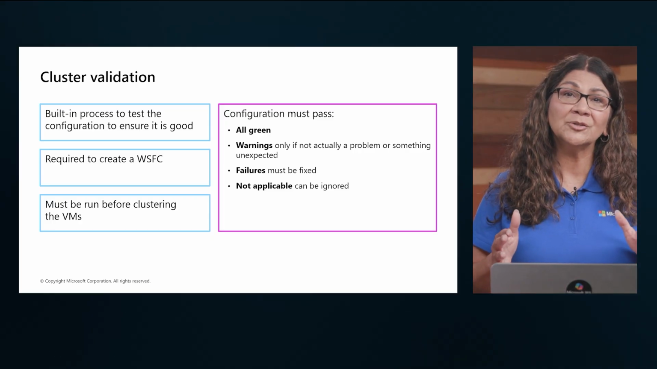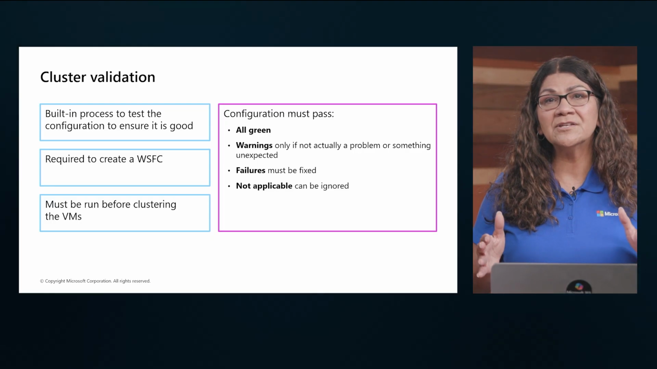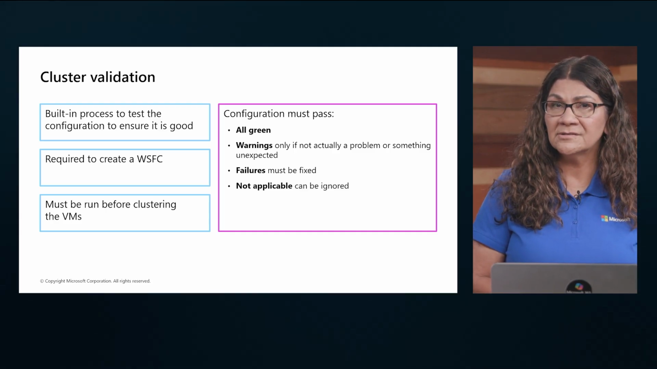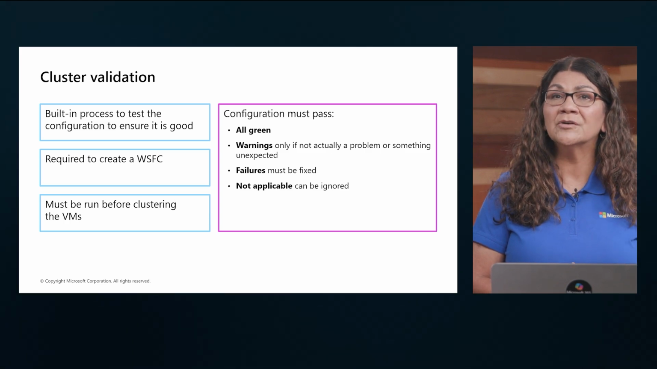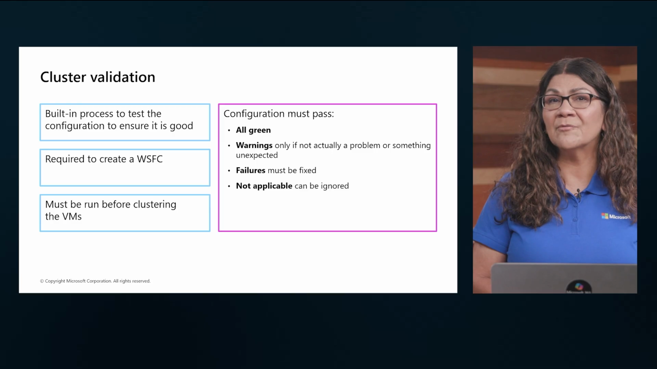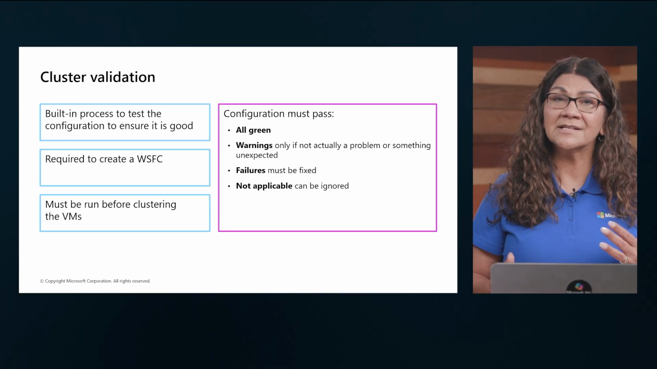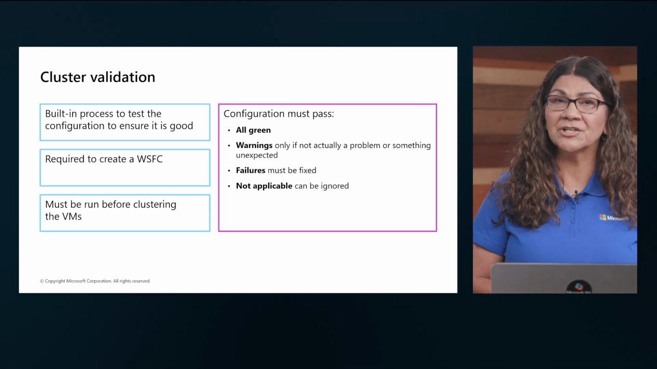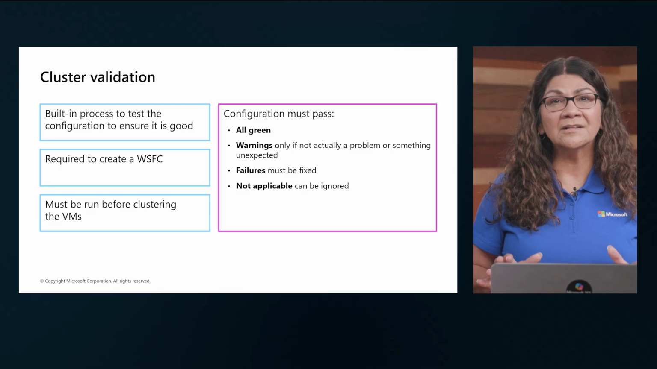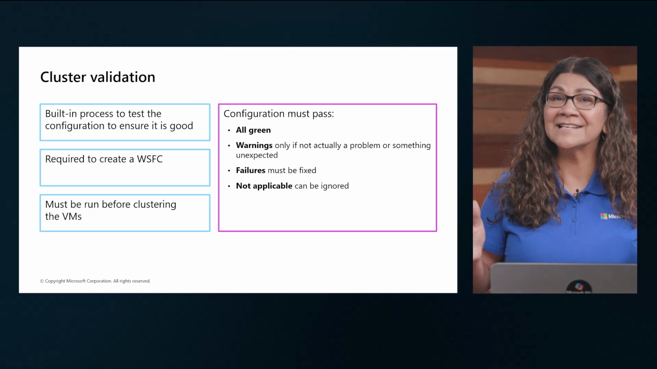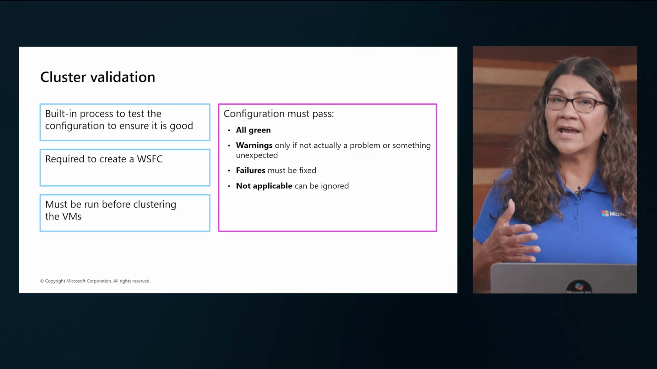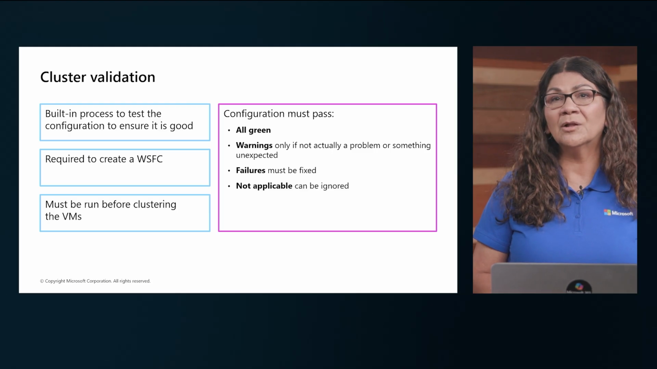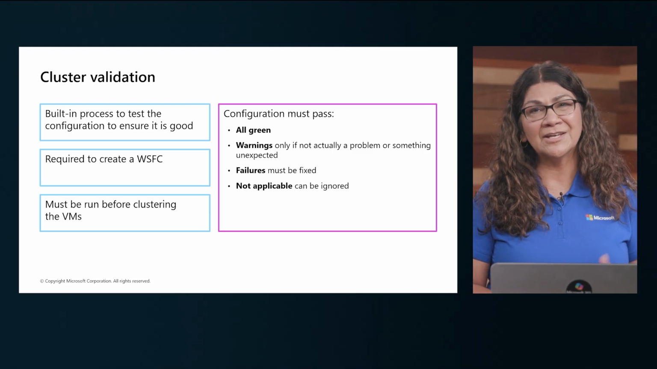Let's look at the critical process of validating our Windows Server failover cluster before deployment. Validation ensures that all nodes and configurations are suitable for clustering by running a series of built-in tests via Failover Cluster Manager, or you can use the Test-Cluster PowerShell command. The results categorize each test as pass, warning, error, or not applicable, with all errors requiring resolution, while warnings may be acceptable depending on the environment.